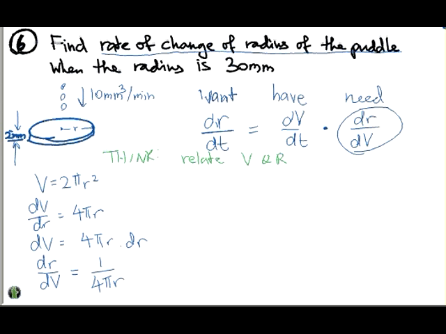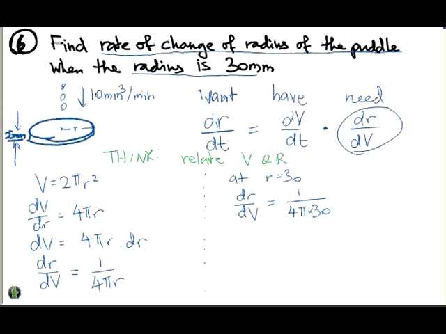Then you say, well, okay, cool. What are you after? You're after dr dV at r equals 30 millimeters, right? So at r equals 30, dr dV is equal to 1 on 4 pi times 30. Note the units, millimeters. Very good.